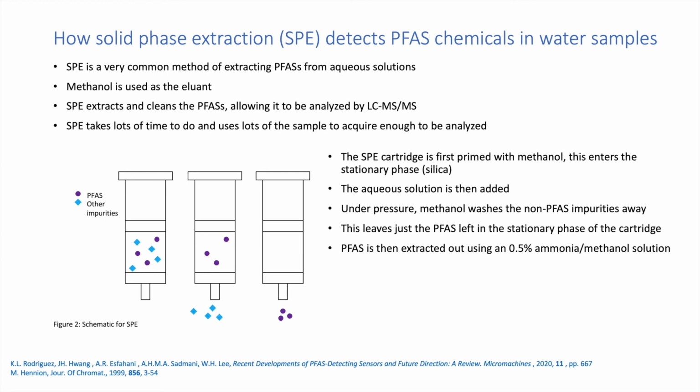So then PFAS is then extracted out using 0.5 ammonia methanol solution. Cartridge is then dried out with nitrogen to be reused again.